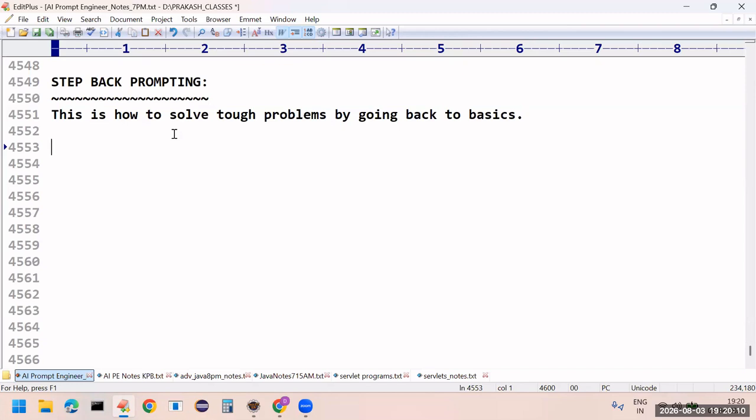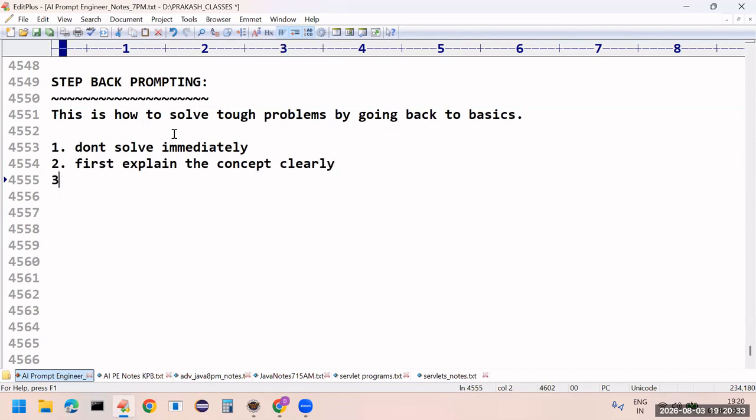Internally, it is not going to solve directly. Don't solve immediately, because the concept may be new. First explain the concept clearly, and then solve the problem using that concept. This is nothing but step back prompting. Let me explain with some layman terminology, then we will go for an example.